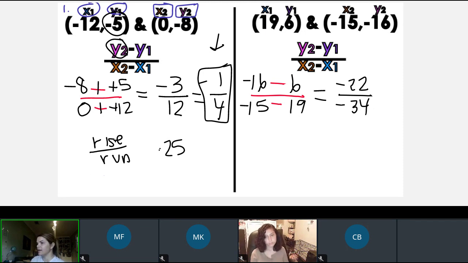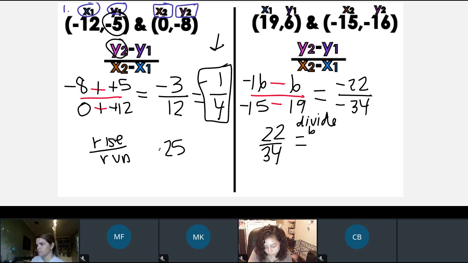Okay, first things first. A negative divided by a negative becomes a positive. So first we're going to get rid of that negative. Then we're going to simplify. So what can I divide by on the top and the bottom? I'm going to divide by 2. And I will get 11 over 17.